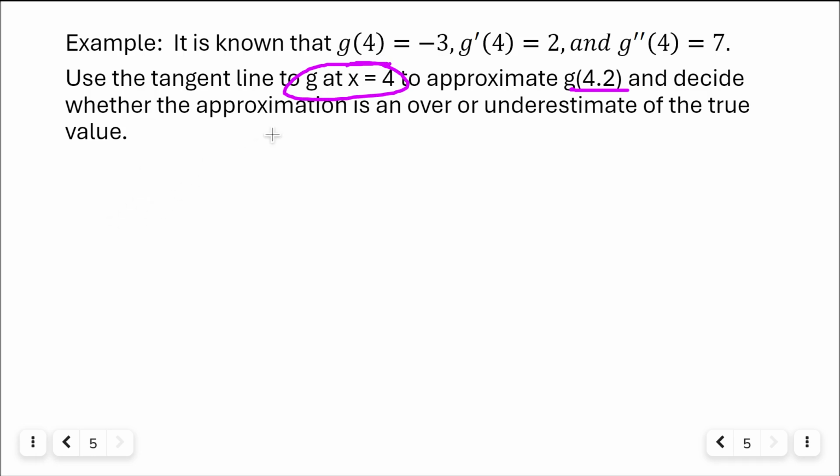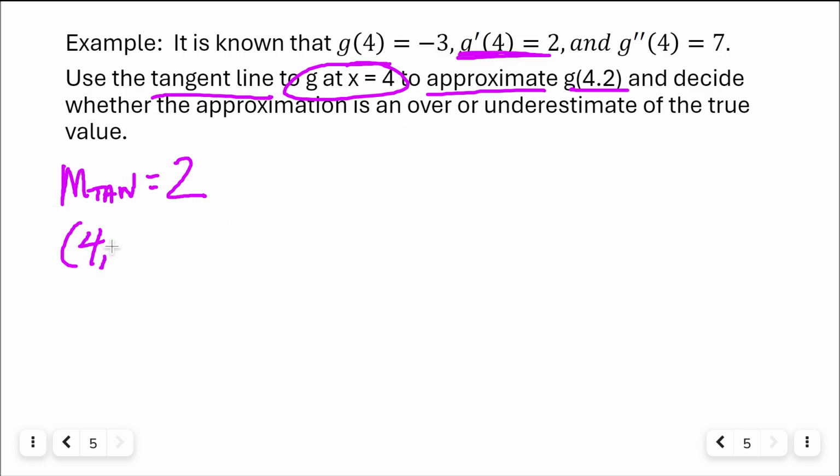Okay, so I want to write the equation of the tangent line approximation. I need two things to write the equation of a line. I need a point and a slope. So my slope is 2. We agree right off of here. And I have a point at (4, negative 3). So I can write the equation of the line, y plus 3 equals 2 times (x minus 4).